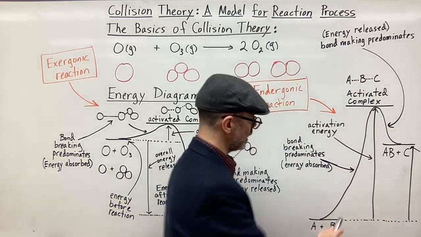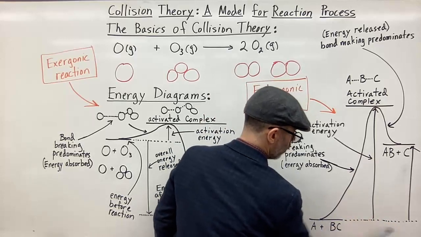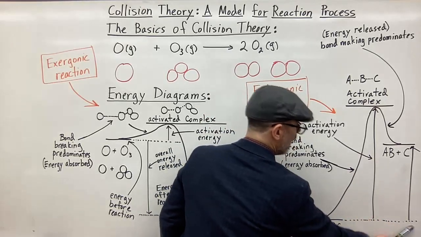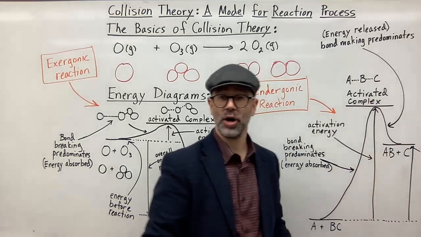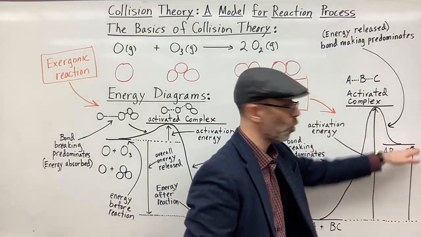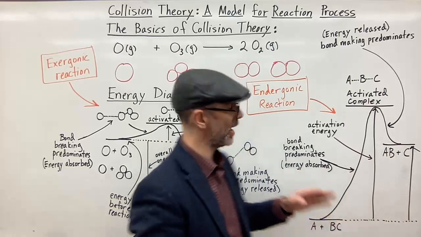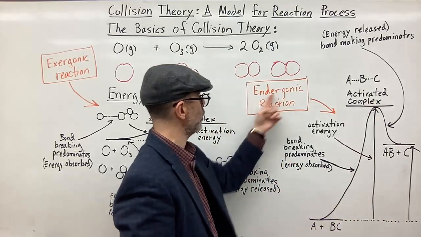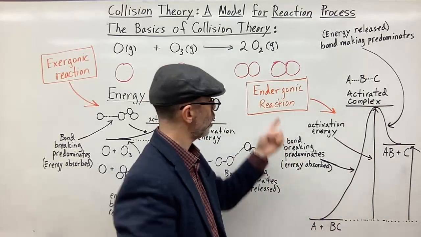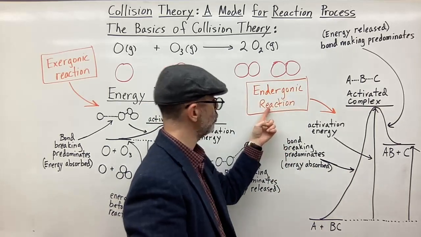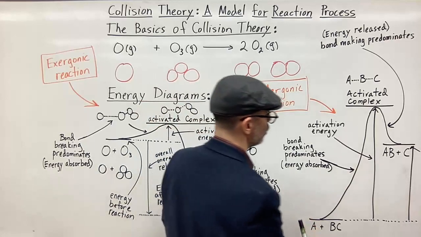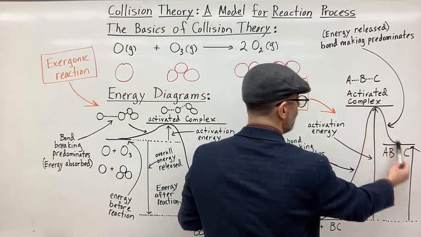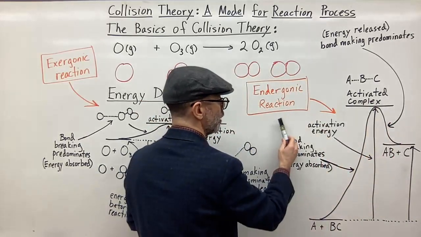So I started here with the reactants at this level, and I end up at this level with the products. Products have more energy. Energy was absorbed. So this is an endergonic reaction. Ender meaning into, so energy going into during the reaction. So it's absorbing energy. So this is an energy diagram showing that you have an endergonic reaction.